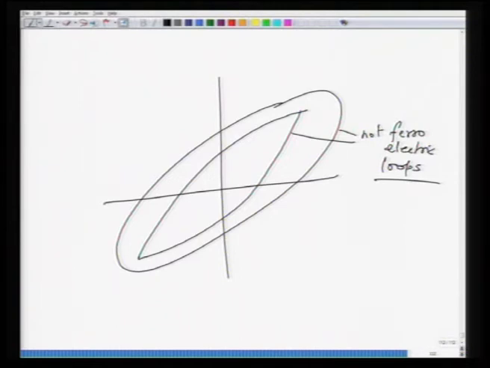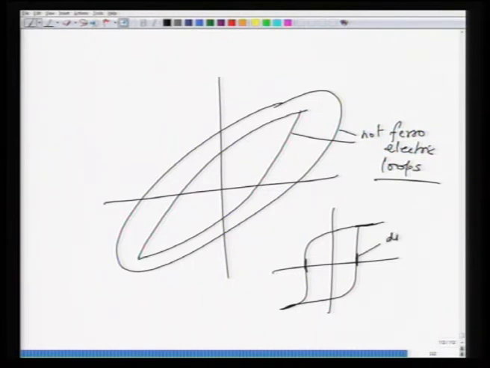A proper ferroelectric loop is like this. This is a proper, properly saturated ferroelectric loop. You must get saturation here, and basically the slope should be very high. So, dP by dE at these points should be high. This should be as vertical as possible, and this should be as flat as possible. And unless you have this kind of saturation, this is not a ferroelectric.